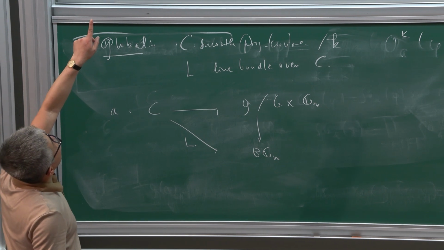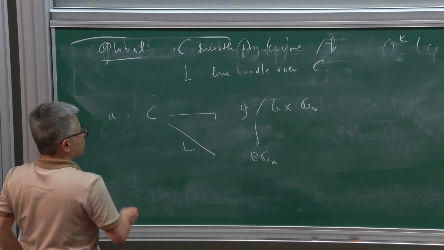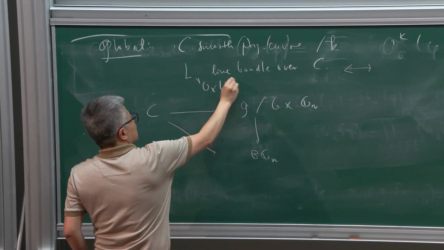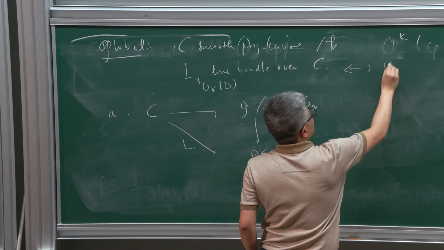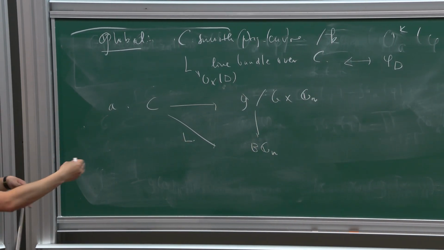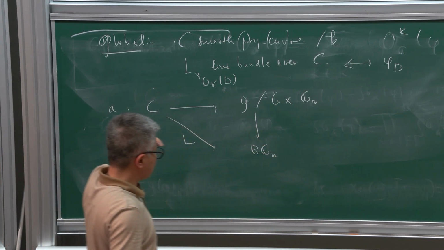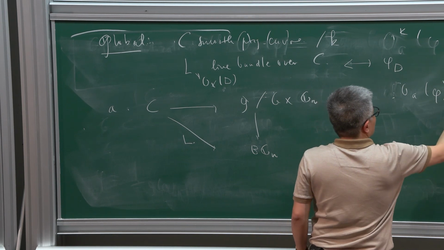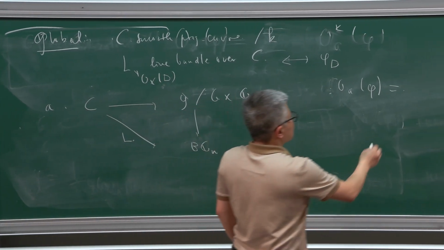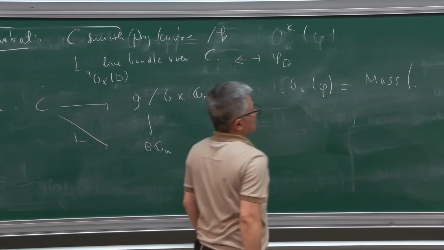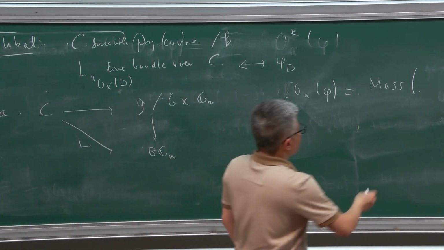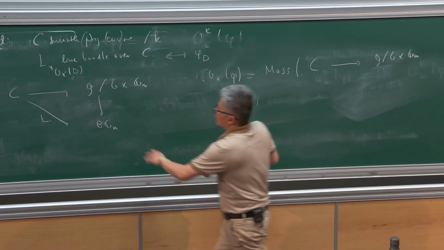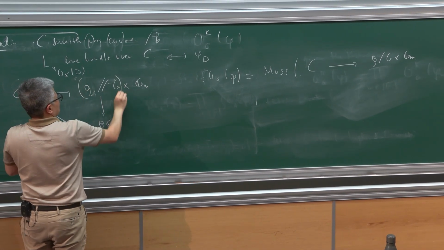And then the global orbital integrals. There is some function phi. So L can be written as O(D), some divisors, and then you have some function phi of D that records this divisor, a characteristic function of O but translated by these divisors. Then you can write this O_A of phi. It's really just a map. Again, this is the mass of the groupoid of a map from C to G mod G, mod G_m.